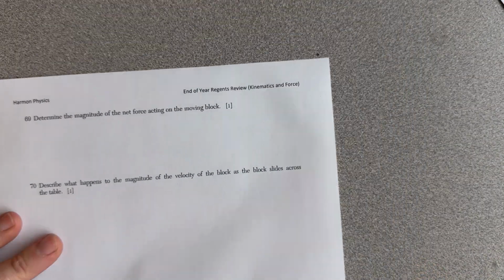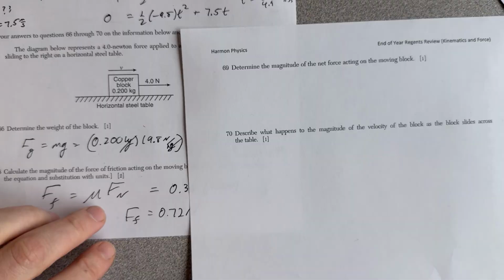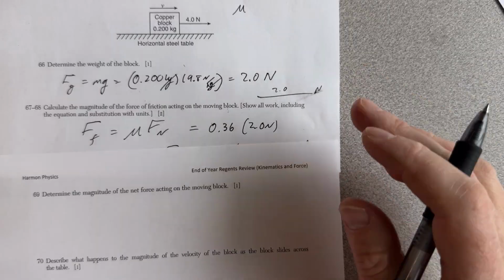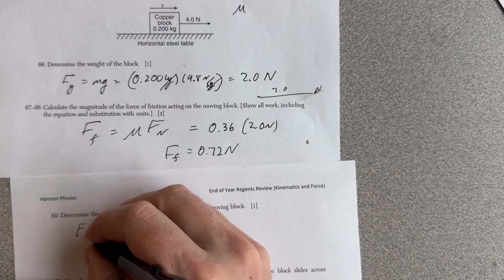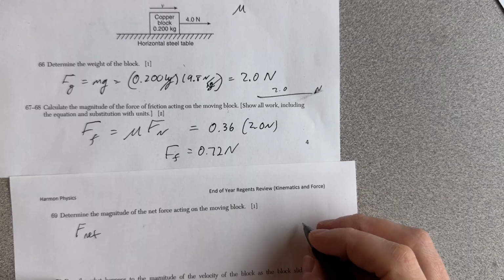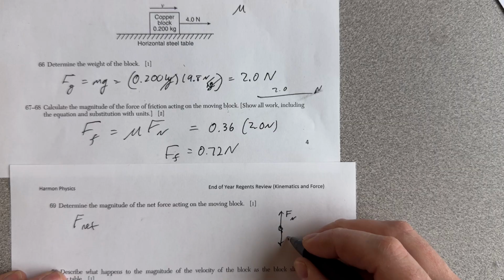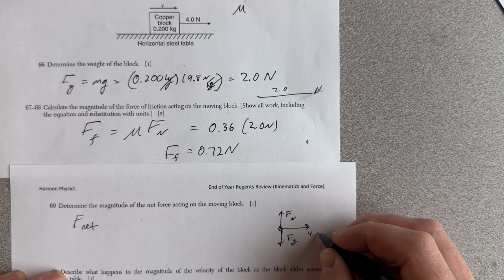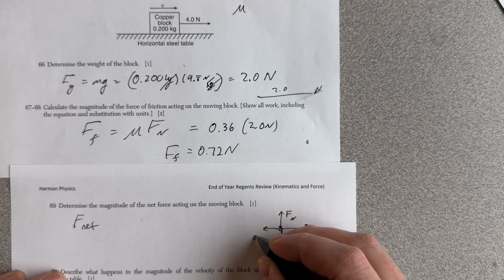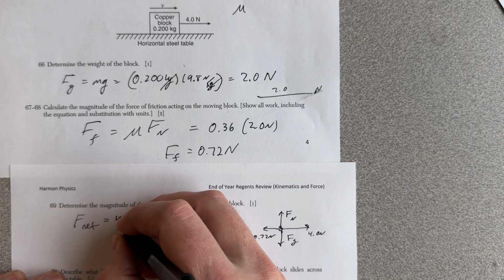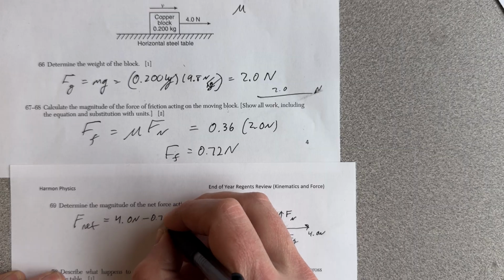Okay, so this problem continues. It's a beauty. I love this problem, so I better keep this nearby here. We want to determine the magnitude of the net force acting on the moving block. So F net. Now, here's the deal. Let's look at a force diagram. We have Fn, right? We've got Fg. Those are balanced. We've got a 4 Newton force pulling this way, and we've got a 0.72 Newton force pulling back that way. So normal force and gravity cancel. We just got to find the difference between these two forces. So it's 4.0 newtons minus 0.72 newtons.